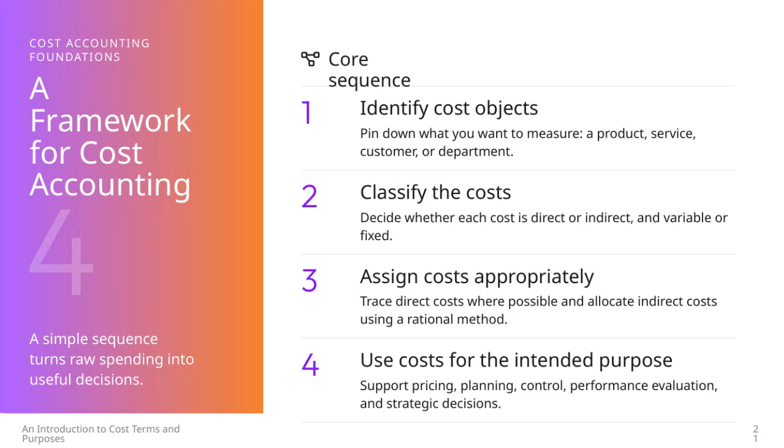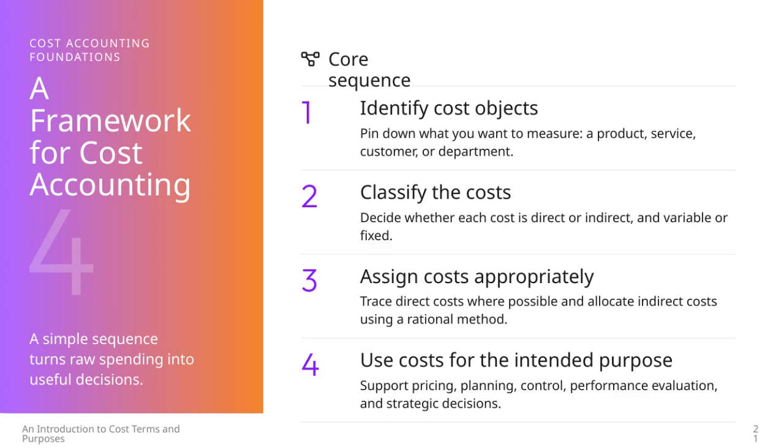Cost accounting starts with identifying the cost objects, which means deciding exactly what you want to measure. This could be a product, a service, a customer, or even a department. Next, we classify the costs by determining whether they are direct or indirect, and whether they're variable or fixed. This classification helps us understand the nature of each cost and how it behaves.